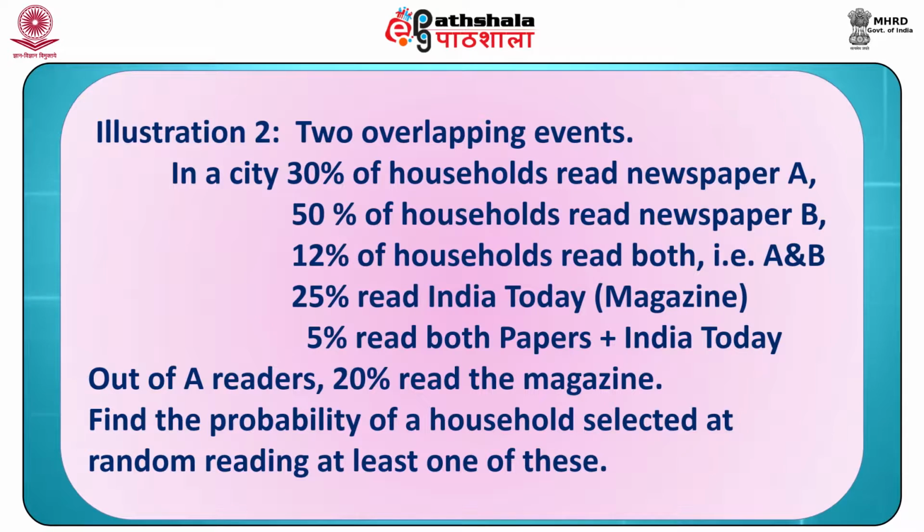Now, let us look at the second illustration. Again, there is a Venn diagram for the three overlapping events. In a city, 30% of households read newspaper A, 50% of households read newspaper B, 12% of households read both A and B, 25% read India Today, which is a magazine, 5% read both papers plus India Today. Out of A readers, 20% read the magazine. Out of B readers, 32% read the magazine. Find the probability of a household selected at random reading at least one of these.